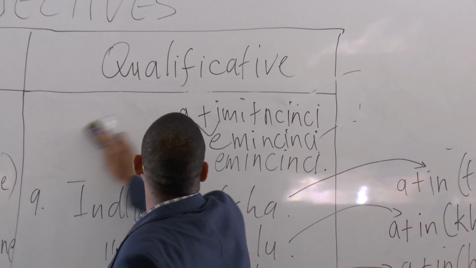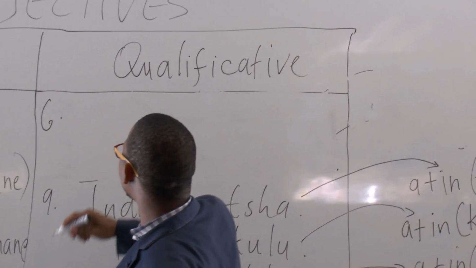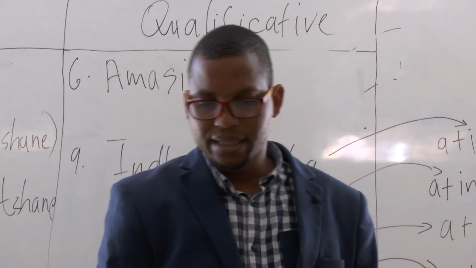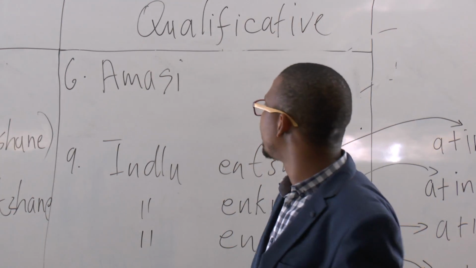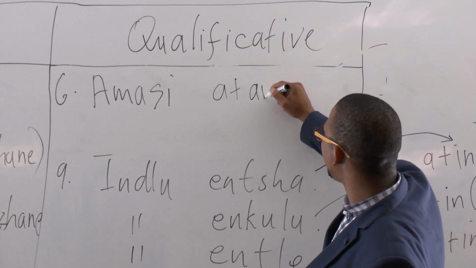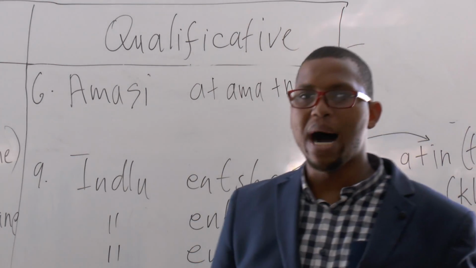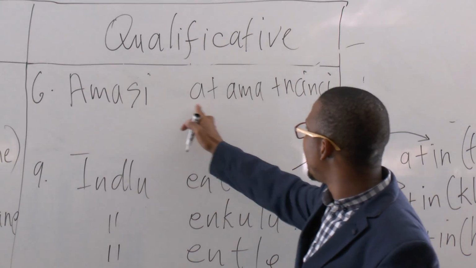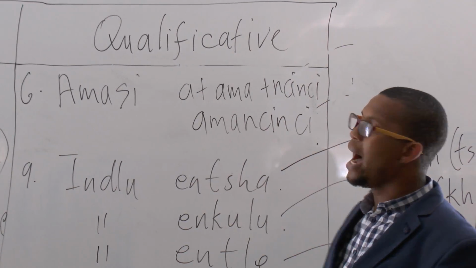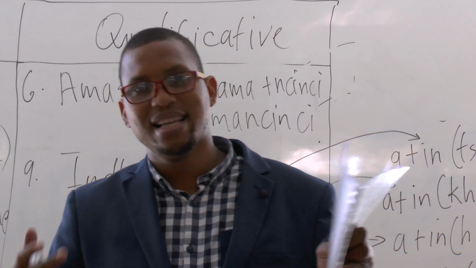Let's get class 6. Okay, in the case of class 6 as a qualificative, amasi, little sour milk. Then amasi, then the first thing is affirmative A plus the whole prefix ama plus the adjective itself, which is minci. Then in this case, A plus A gives us A, then followed by the ma, and then minci. Amasi amancinci, which means small sour milk or little sour milk.